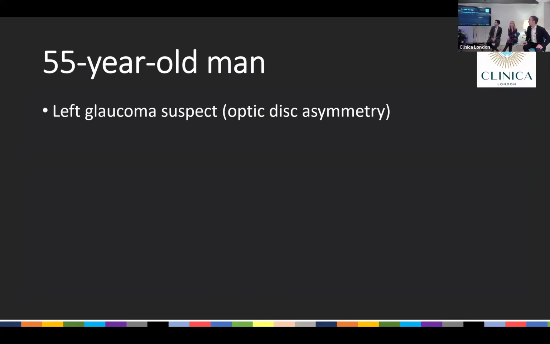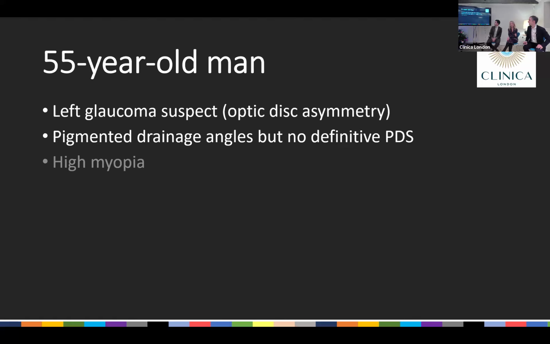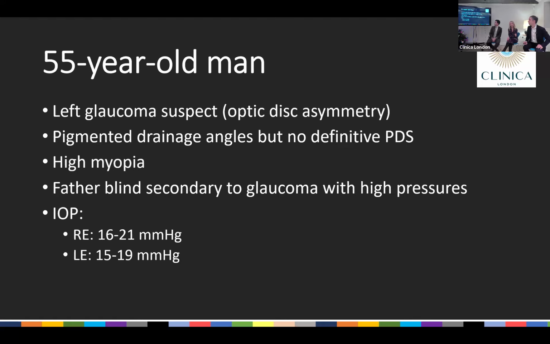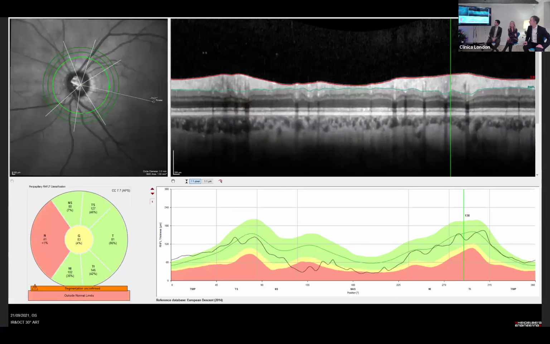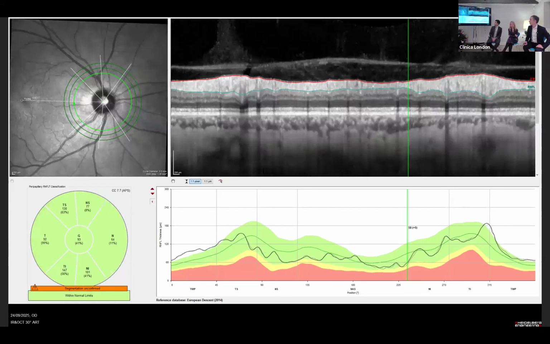This 55-year-old man with a left glaucoma suspect, high myopia, his father was blind from glaucoma, but I asked him to find out if it was glaucoma with high pressures, and his pressures were within the normal range, and his left eye had lower pressures than the right, but that was the one with the suspicious optic disc. So this is his right eye, doesn't look too bad. That's the left eye, it's suspicious. So what do we do? We follow over time with a good OCT.